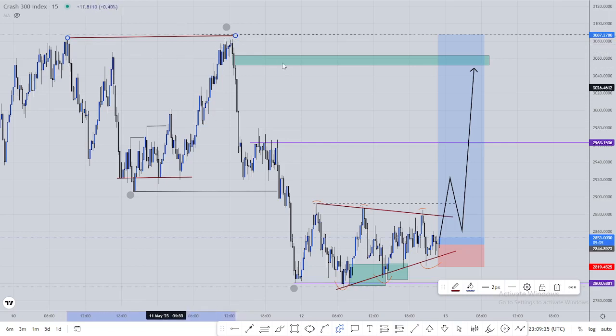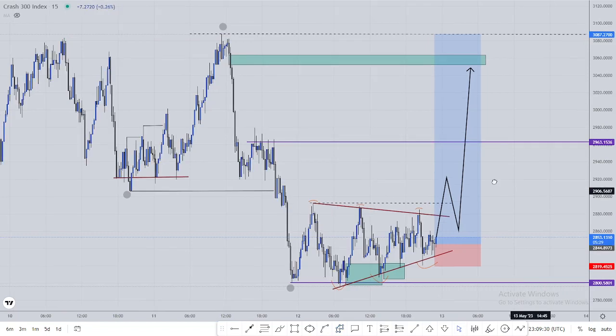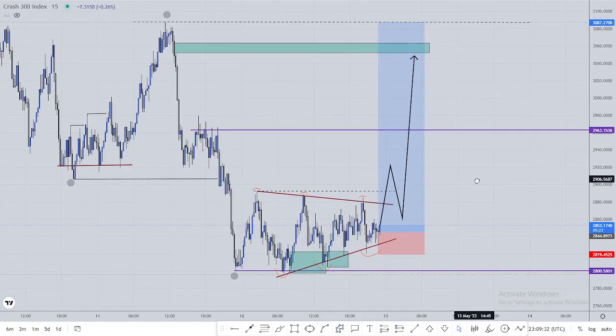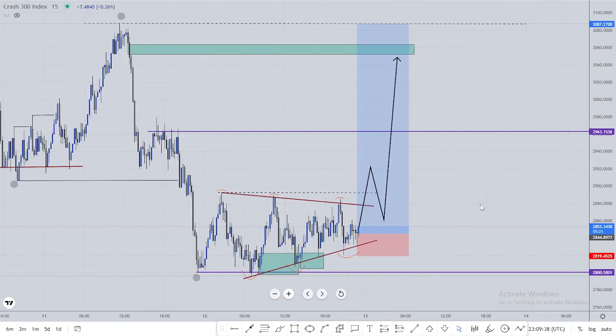So this is just the thought process. This is what is happening behind the scenes. These are the codes, the formulas that they are using to trade, to move price. This is what the Reef is actually using to move their price on your Crash and Booms. So guys, this is what is happening.